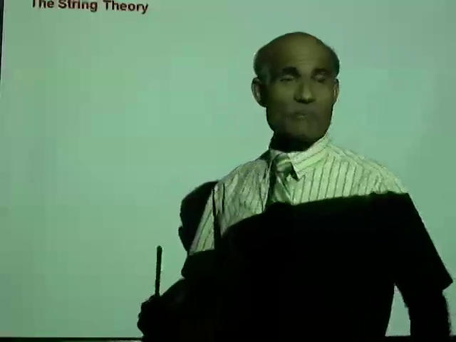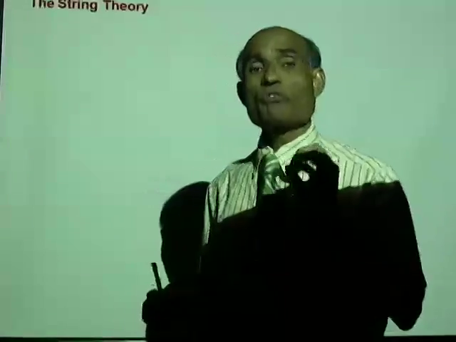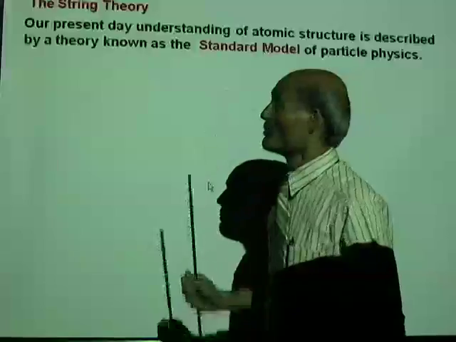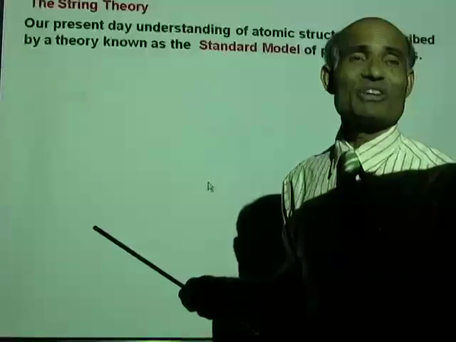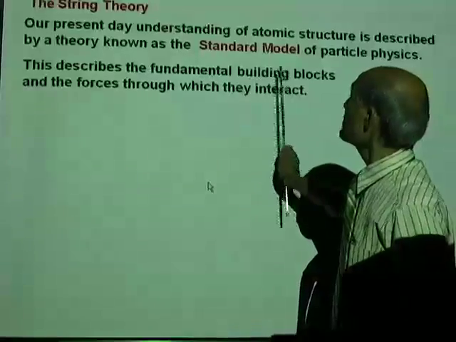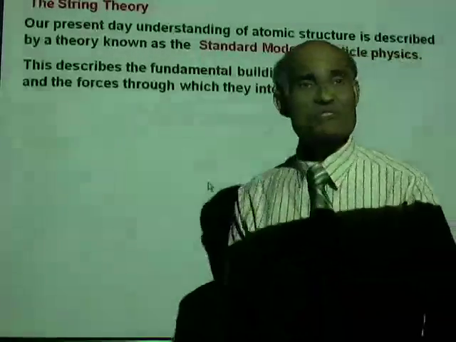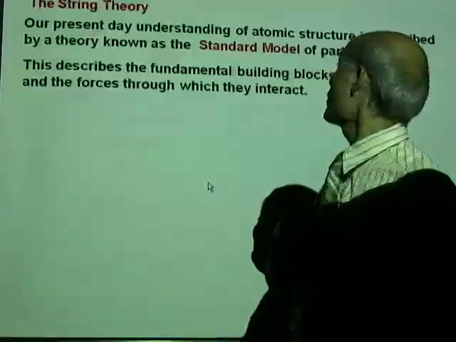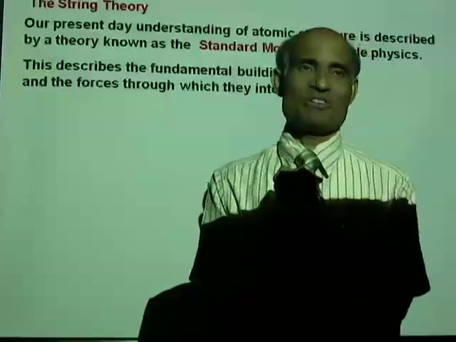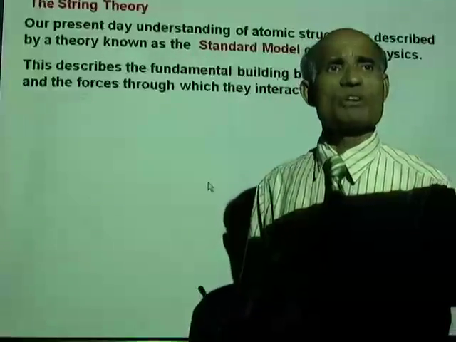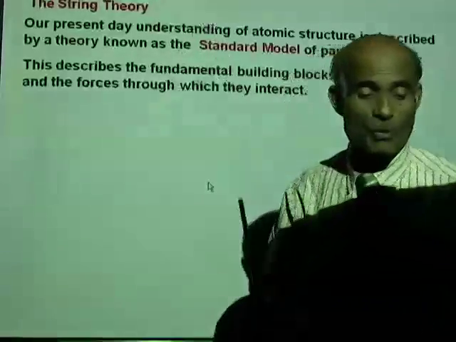Well, the foundations of this theory are now shifting. The frontier of physics is now on what is called string theory. So, the fundamental model that we have been talking about so far is the standard model of particle physics. Now, what does the standard model of particle physics involve? The standard model describes the fundamental building blocks and the forces through which they interact. So far, our understanding of the universe is based on the standard model of particle physics. That gives us a not very clear, but rather clear picture of the fundamental building blocks and the forces that hold them together.